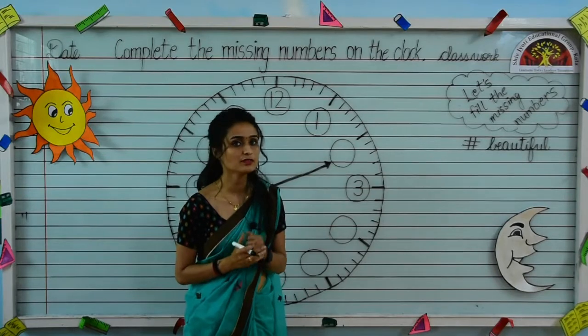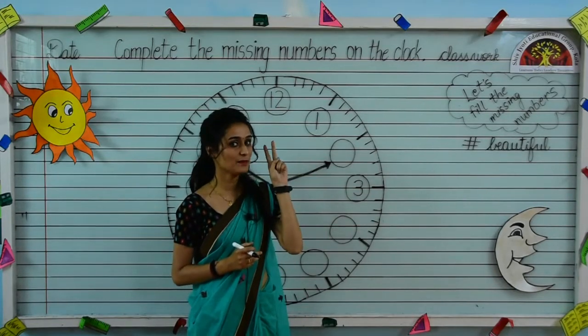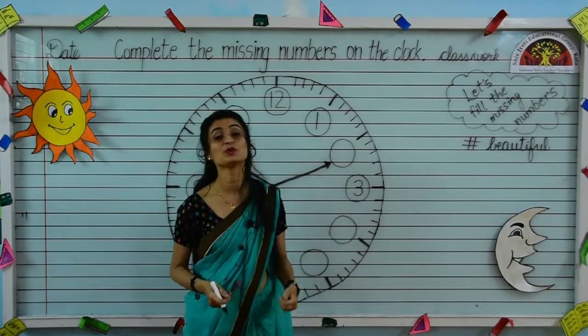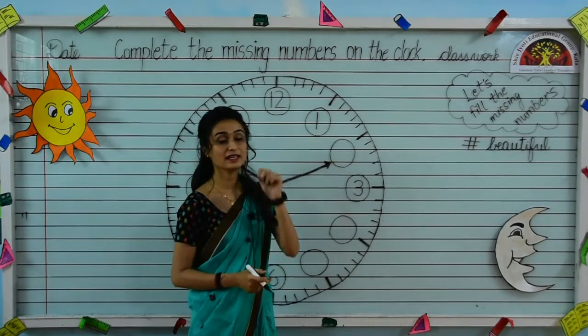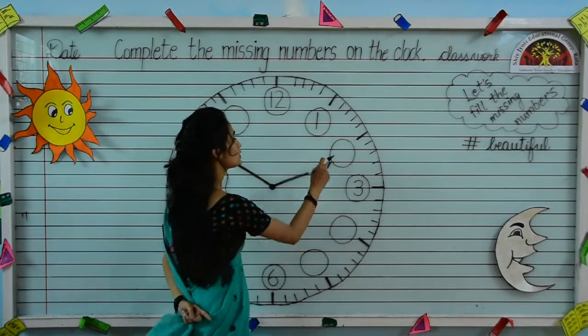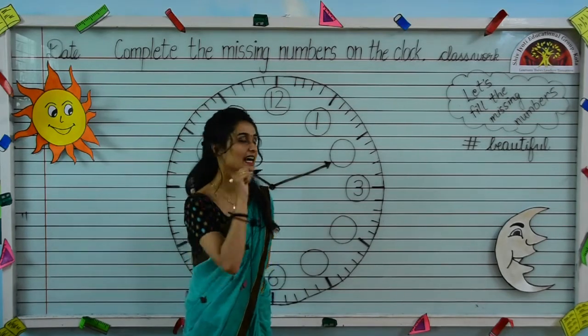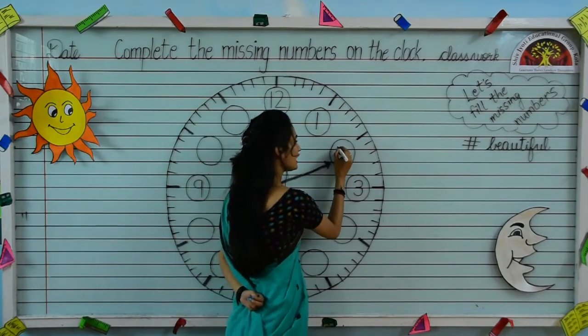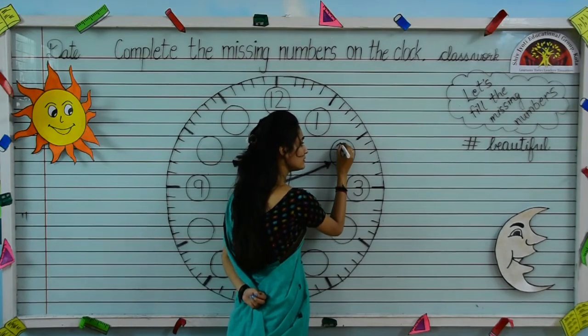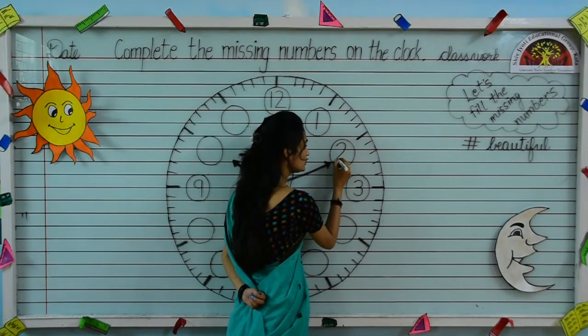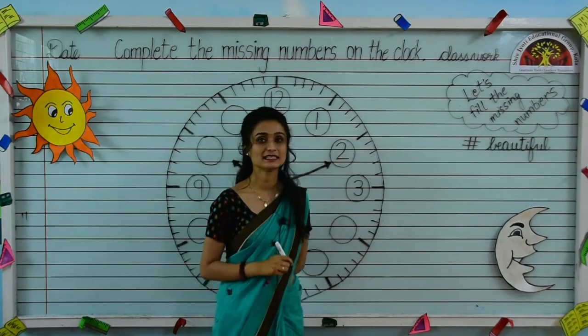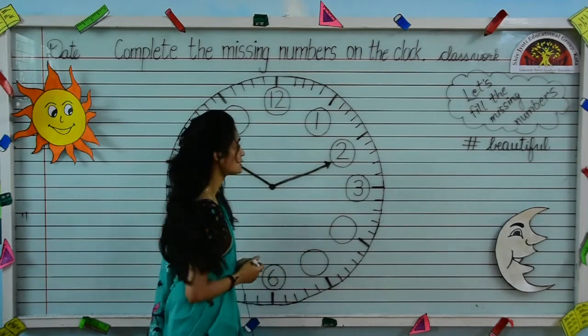Now tell me which number will come after 1? Yes, after 1 the second number is 2. So should I write 2 over here? Okay? Yes. Here I will write 2. We will make a 2 like this. Very good, kids.